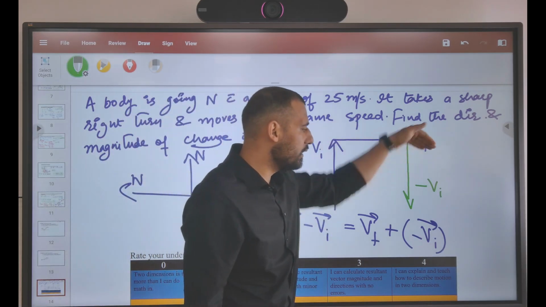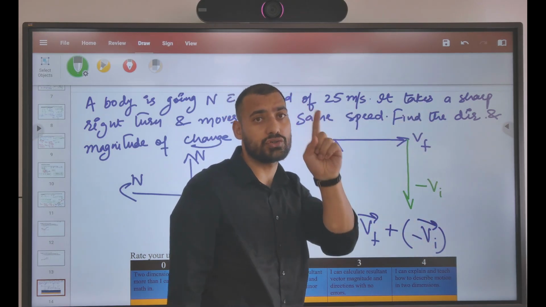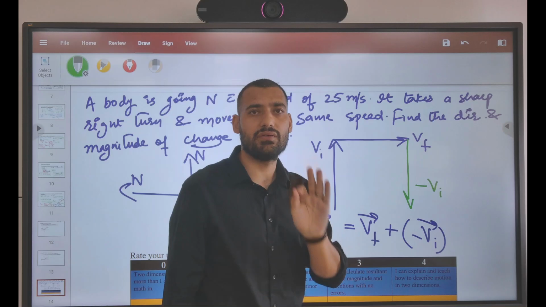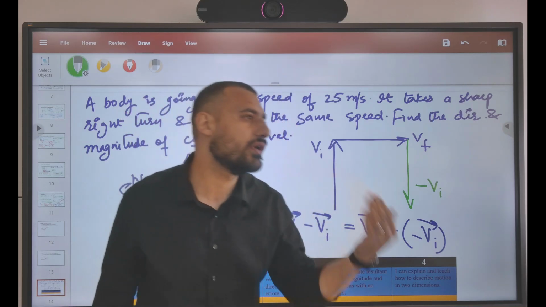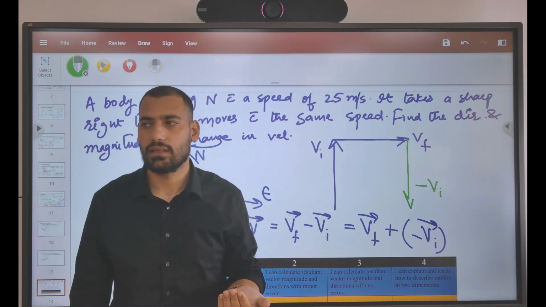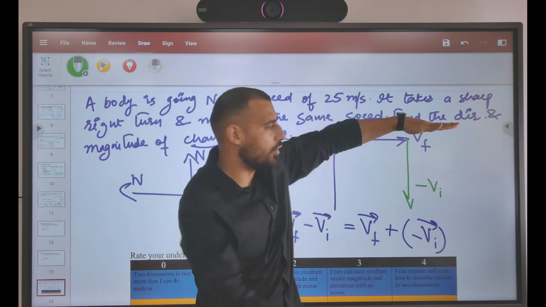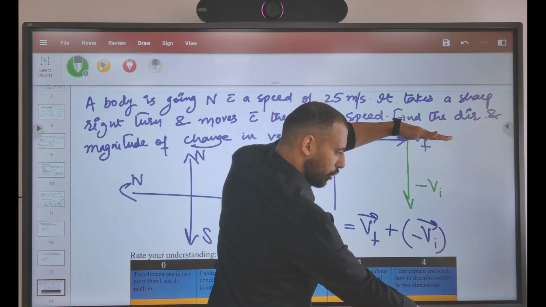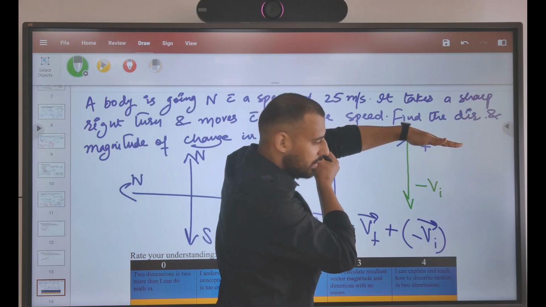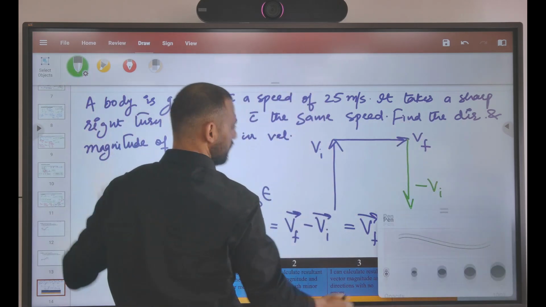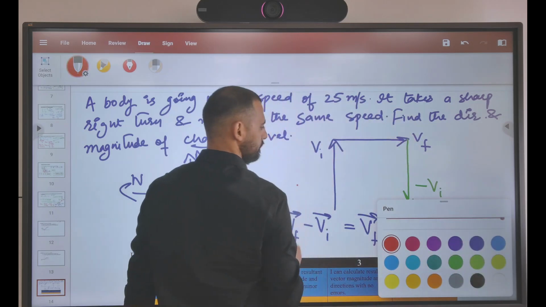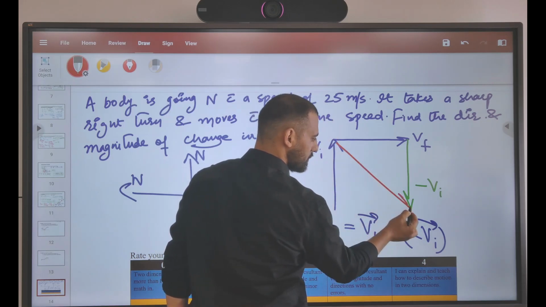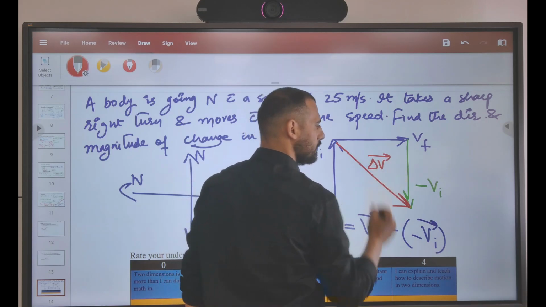So if this is V final, this is V initial, negative V initial, you know the triangle law. Correct? As per the triangle law, the resultant is given by the third side, but you have to reverse the order. Remember? So this is the order. See, the order is from this point it is going to right and then it is going down. So the order would have been like this. Correct? But we have to reverse the order. So when you reverse the order, it was something like this. So this will be change in velocity. Is that fine?